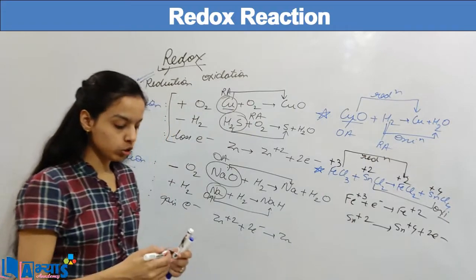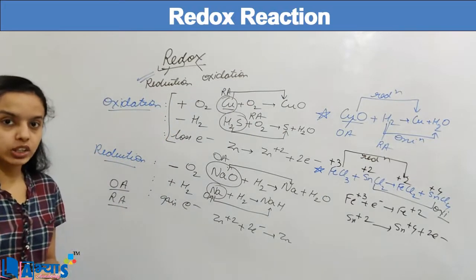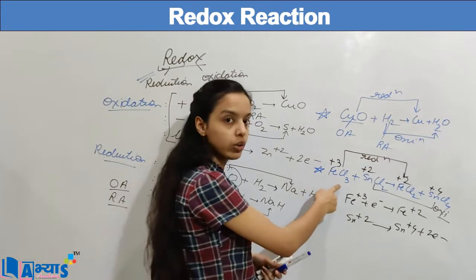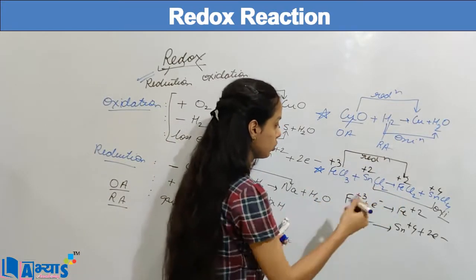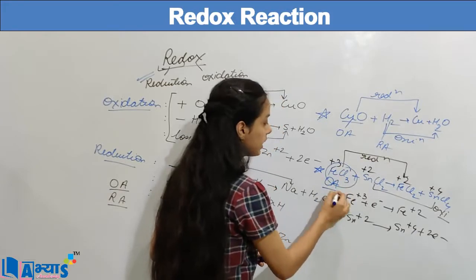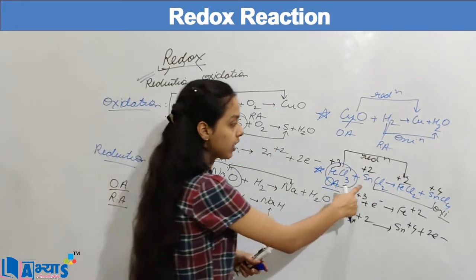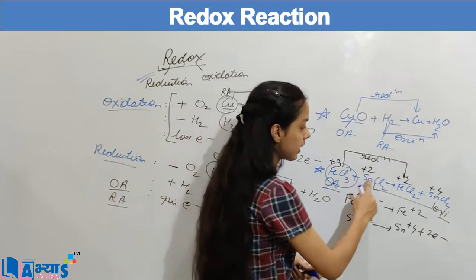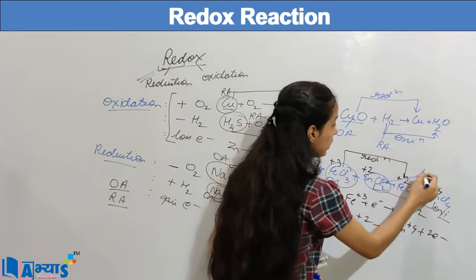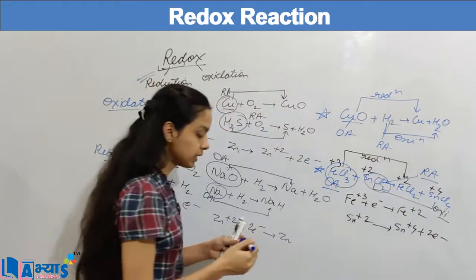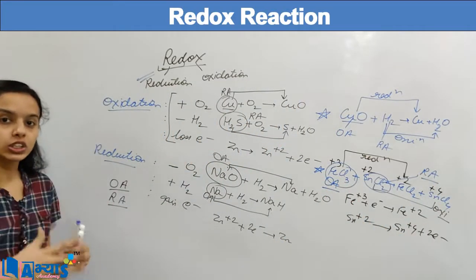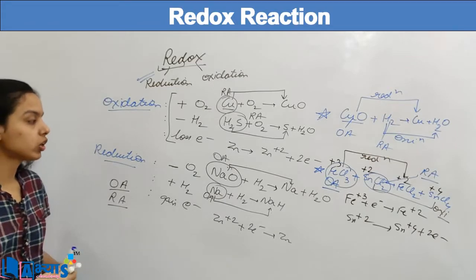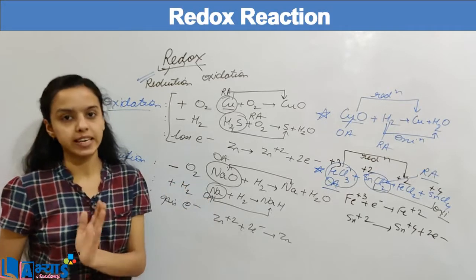Now if you are asked to mention the oxidizing agent and the reducing agent, you must clearly know ferric chloride is undergoing reduction, so it is known as the oxidizing agent. Clearly, tin in stannous chloride is resulting in oxidation, so it is known as the reducing agent. So you must clearly know the substance which is undergoing oxidation is actually the reducing agent, and that which is undergoing reduction is known as the oxidizing agent.